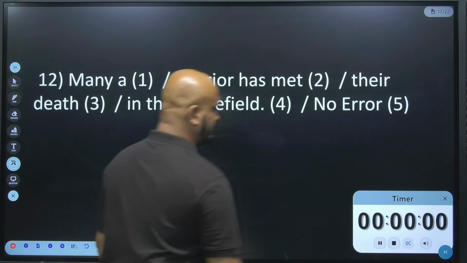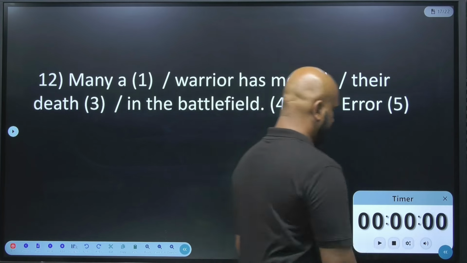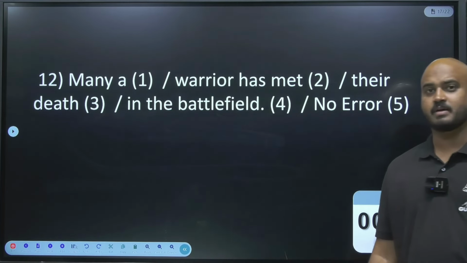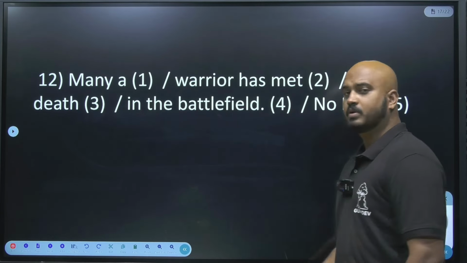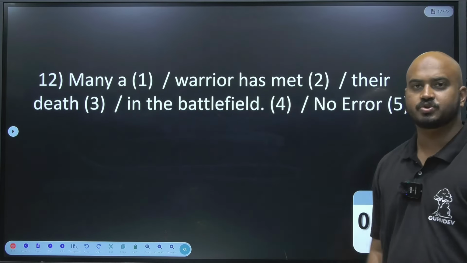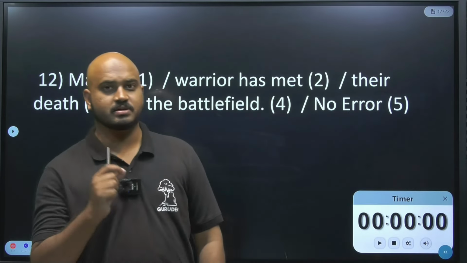Chalo, 10 seconds, since I've already given 10 seconds before. All right, time's up, everybody. Let's see what is the error. I'm sure most of you said the error is maybe in the second part, because how come you can use warrior? Many warriors it should be? No, absolutely not. So again, there is an important construction you should know.